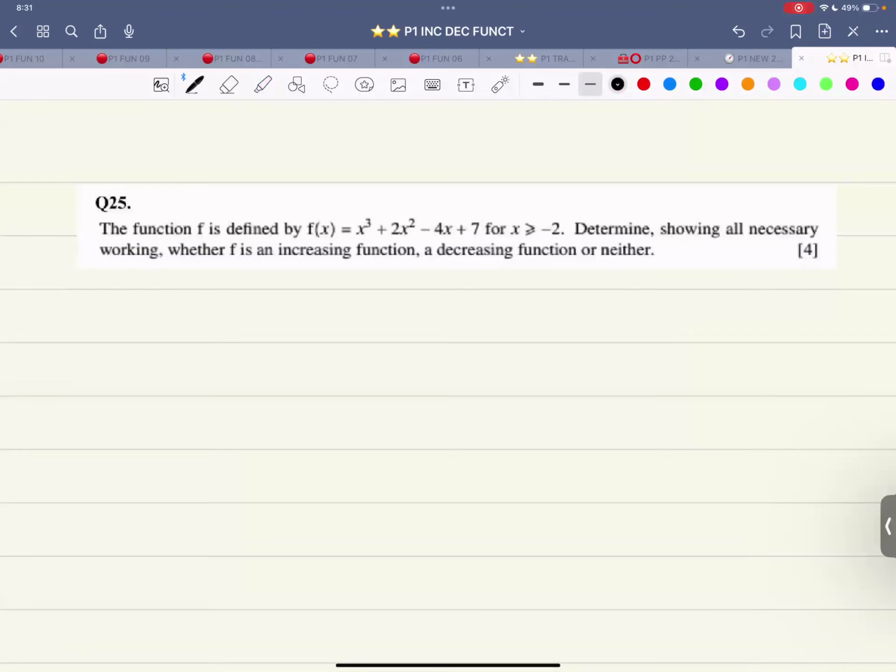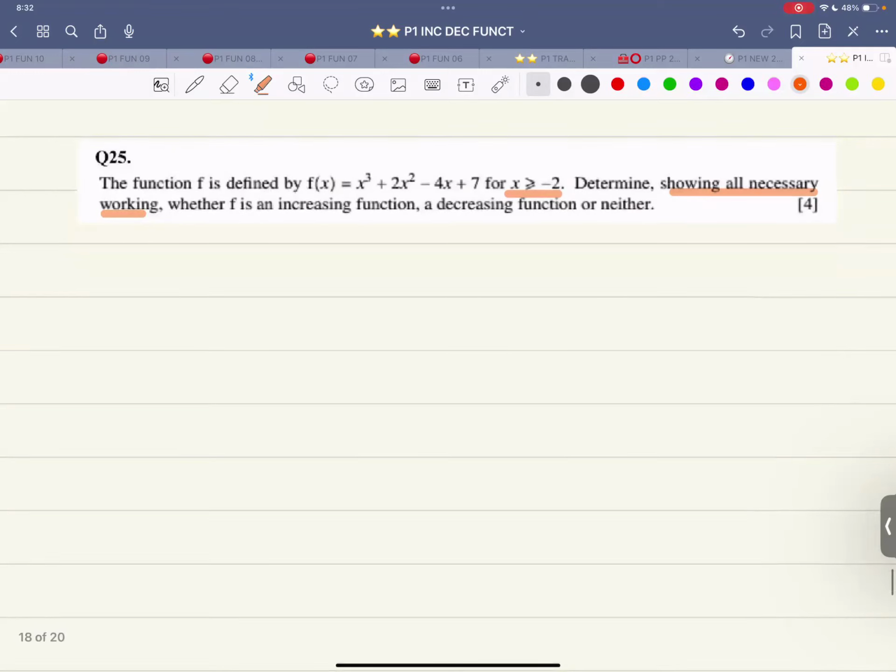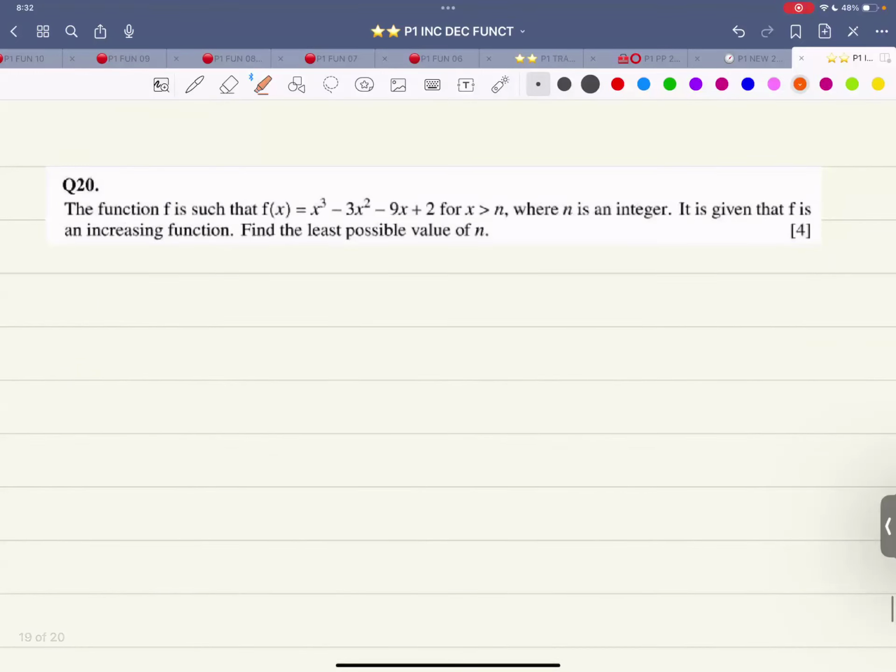Now the last question, question 25. f x is given as this, and now it says for x greater than or equal to -2, determine, showing all necessary working, whether f is increasing, decreasing, or neither. So this is just like the question that we just did. I think there should be another one. Yes, this is the important one. The function f is such that f x is such and such, x is greater than n, where n is an integer. It is given that f is an increasing function. Find the least possible value of n. So I like this question.